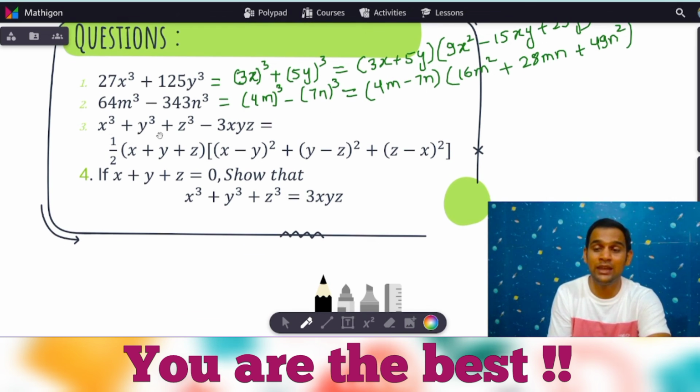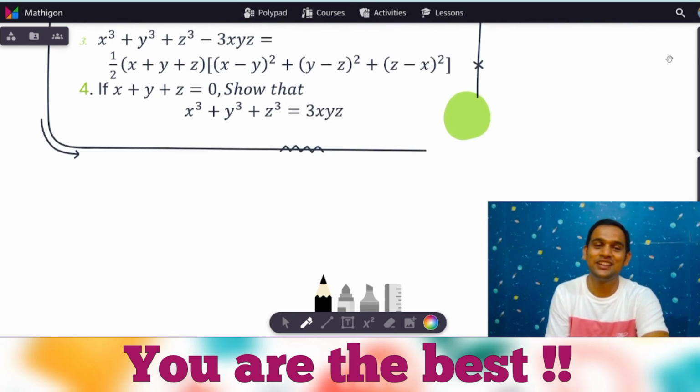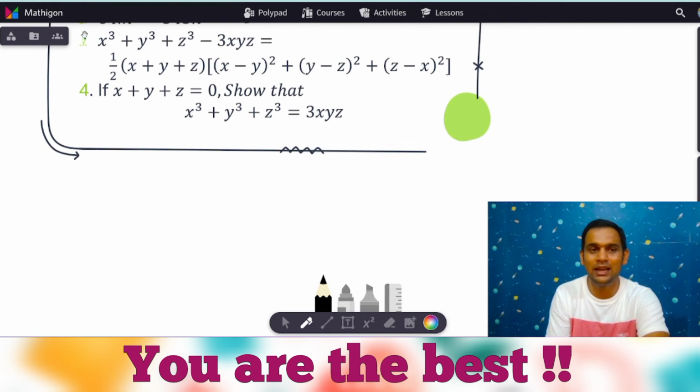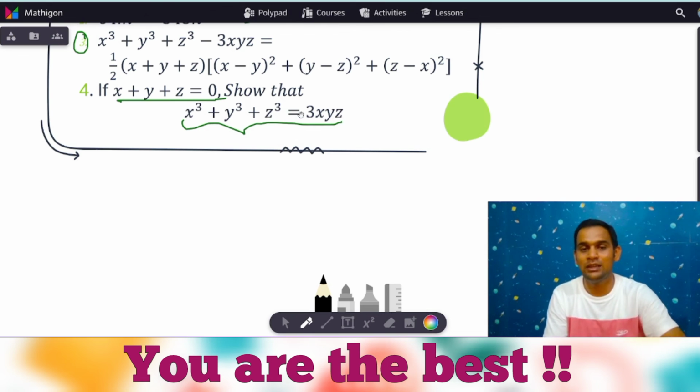So over here x cube plus y cube plus z cube minus 3xyz, we have to show this one. When you expand this, again as we discussed in the last one, you will get this particular expanded form. So that is how we do that. Let's quickly do the fourth question. It's an application of the identity 3. Let's try to understand how. Over here it's given as x plus y plus z equals 0. So we have to show x cube plus y cube plus z cube equals nothing but 3xyz.